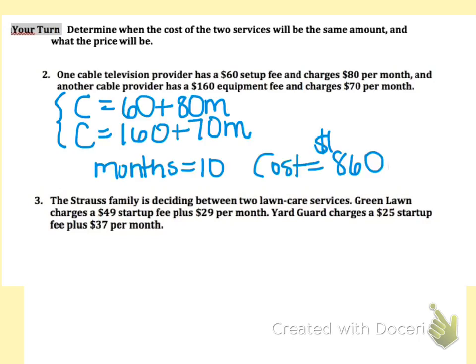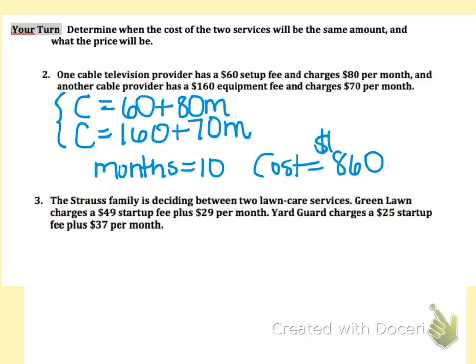Okay, so our system would look something like this. Cost, if you use the variables I did, the cost is equal to 60 plus 80m. Or you could also flip that around and say 80m plus 60. But the way that this is given to you, it's almost smarter to write it b plus mx instead of mx plus b, putting the y-intercept or the starting point first. And then the second one, 160 plus 70m.